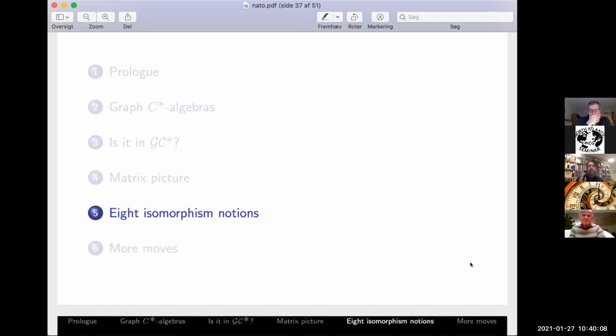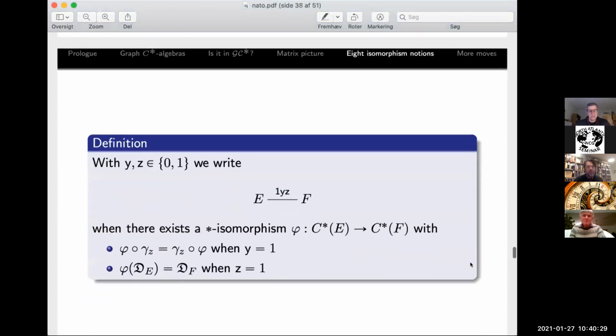Suppose that you had your C-star algebra that you care about for some reason, and when you proved that it was isomorphic to a graph algebra, you proved it in a way that either preserved the diagonal or preserved the gauge action. So somehow you have reason to care about the gauge action or the diagonal. So you can ask 8 questions.